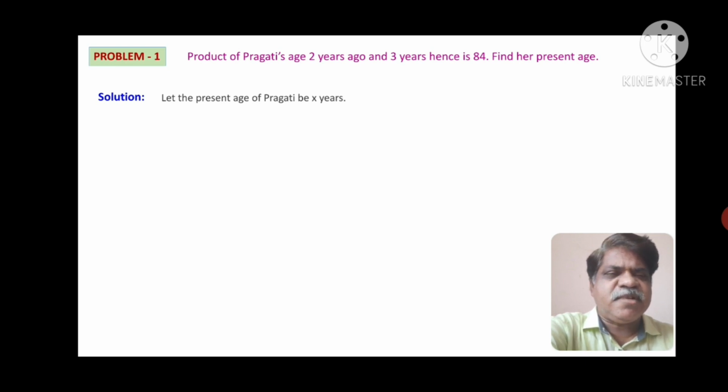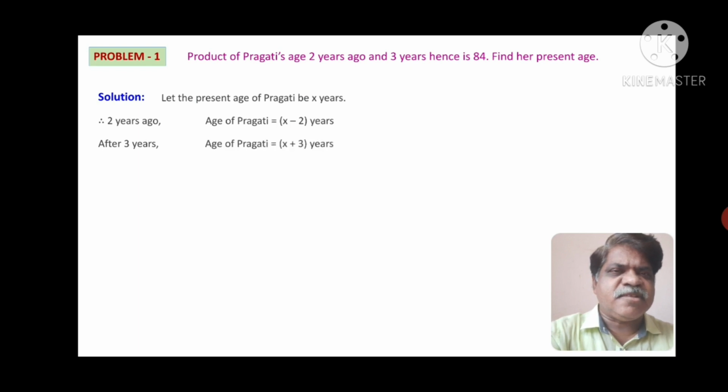Let the present age of Pragati be x years. Therefore, 2 years ago, the age of Pragati is equal to x minus 2 years, and after 3 years, the age of Pragati is equal to x plus 3 years. According to the condition in the given problem, x minus 2 in one bracket, x plus 3 in another bracket is equal to 84. Therefore, we will multiply x to the whole bracket x plus 3, minus 2 to the whole bracket x plus 3, will be equal to 84.